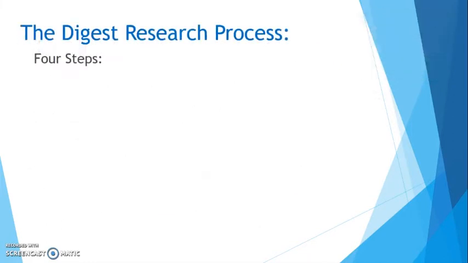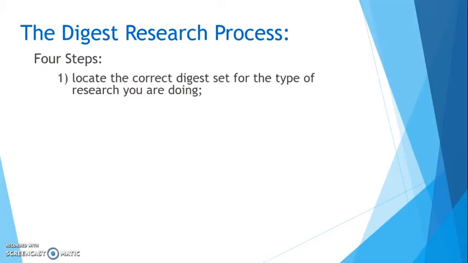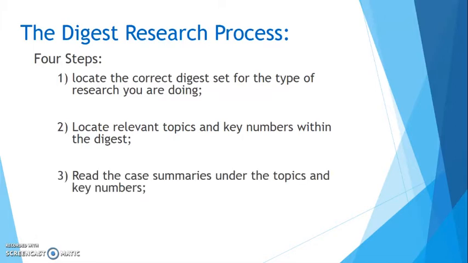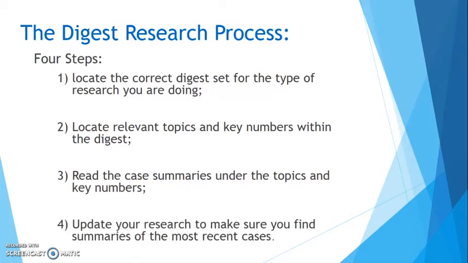Let's now talk about how to use digest. There are 4 steps that you need to follow. 1, locate the correct digest set for the type of research you are doing. 2, you need to locate relevant topics and key numbers within the digest. 3, read the case summaries under the topics and key numbers. And 4, update your research to make sure you are finding summaries of the most recent cases.